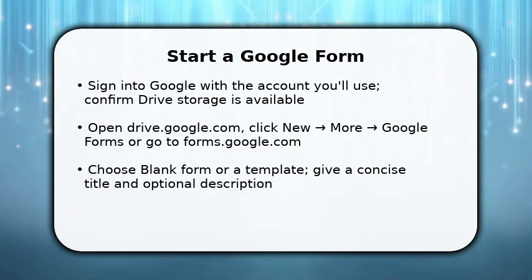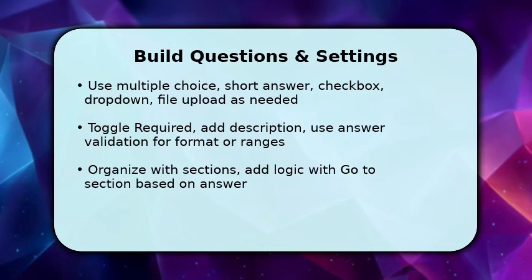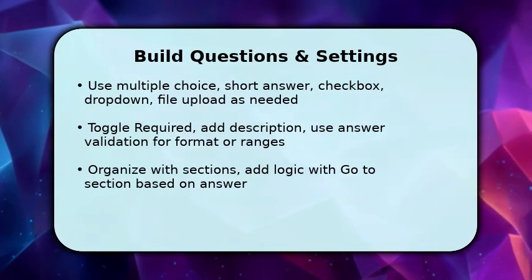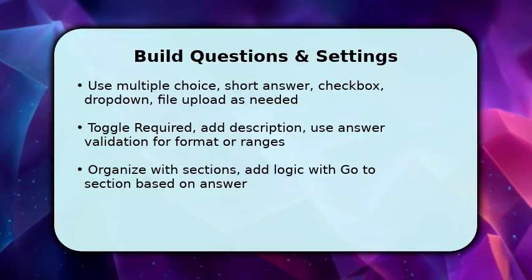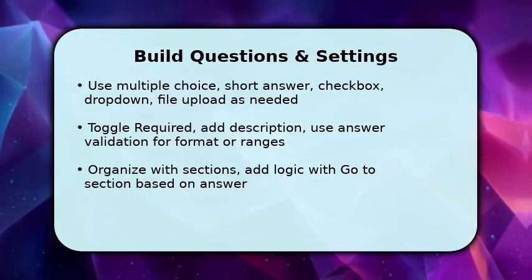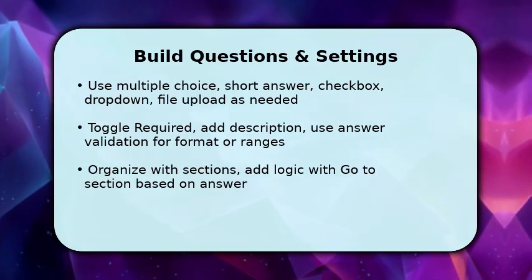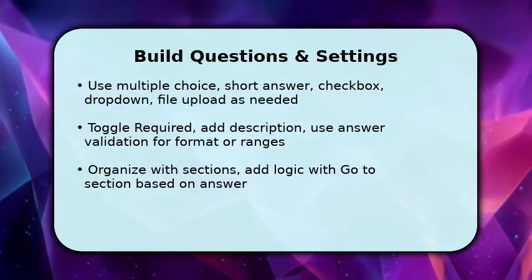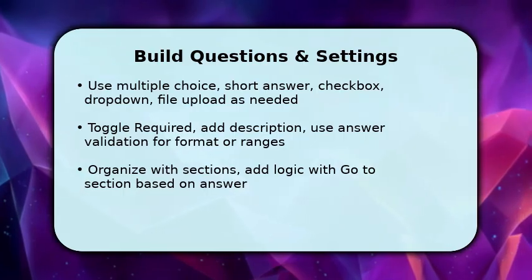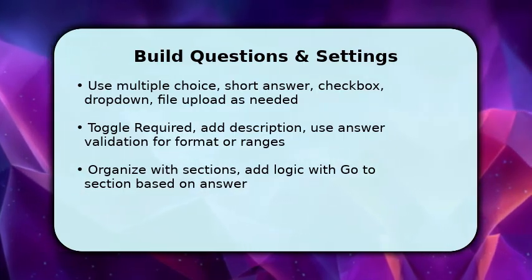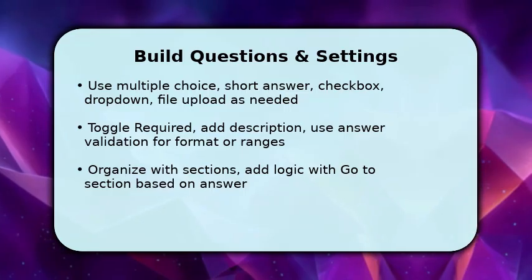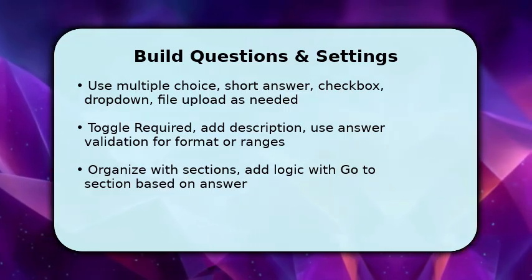Now build the heart of your form by adding questions and choosing types that match the data you need. For numeric input, use short answer with validation. For multiple selections, use checkboxes or drop-downs to save space. Once questions are in place, group related items into sections so respondents progress logically. This also enables conditional branching.